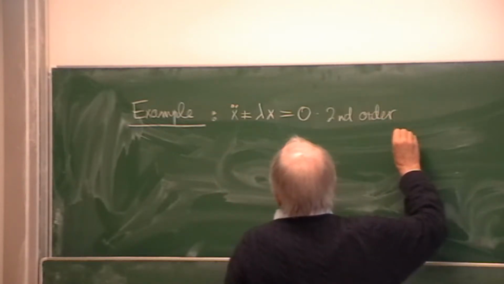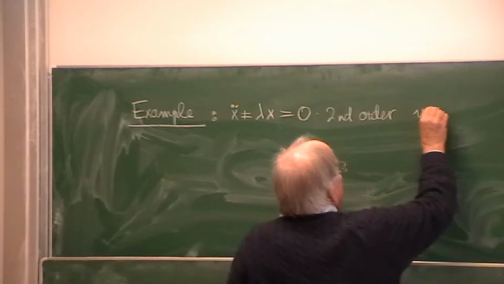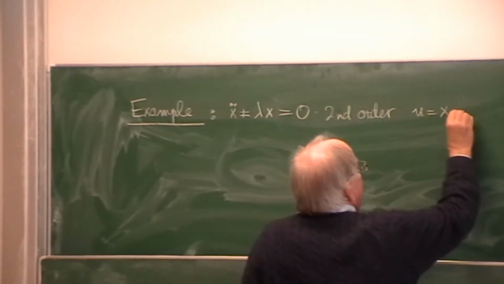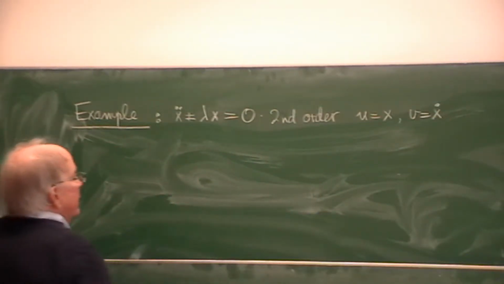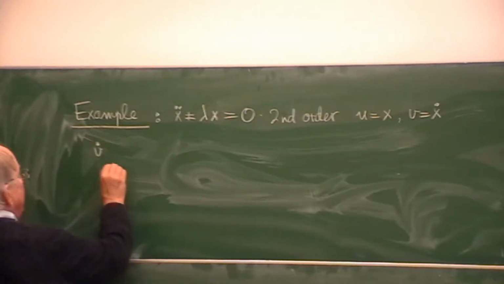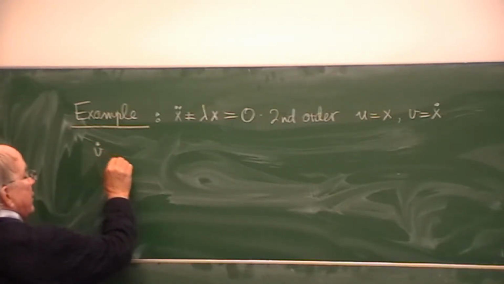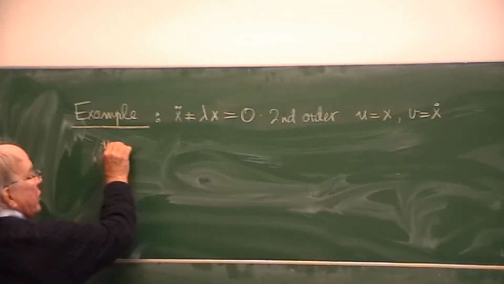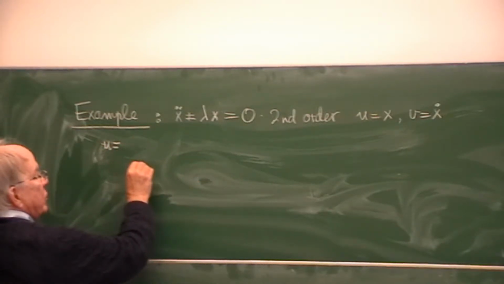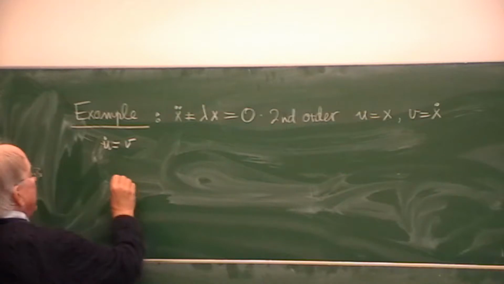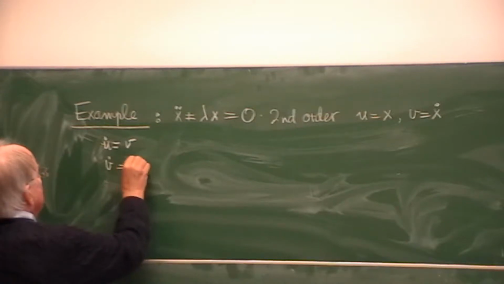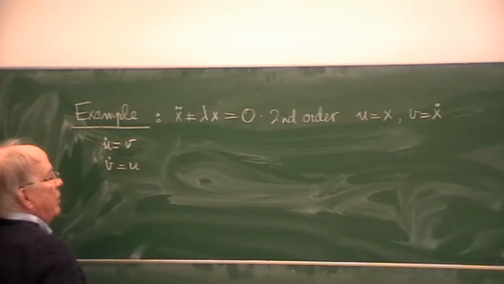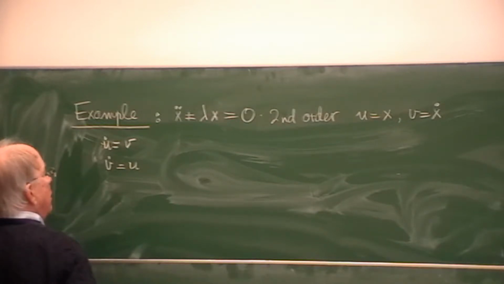And what you do here is you let u equal x and v equal x dot, and this thing becomes: u dot equals v, and v dot equals u, or probably minus u. Well, it depends on the sign.